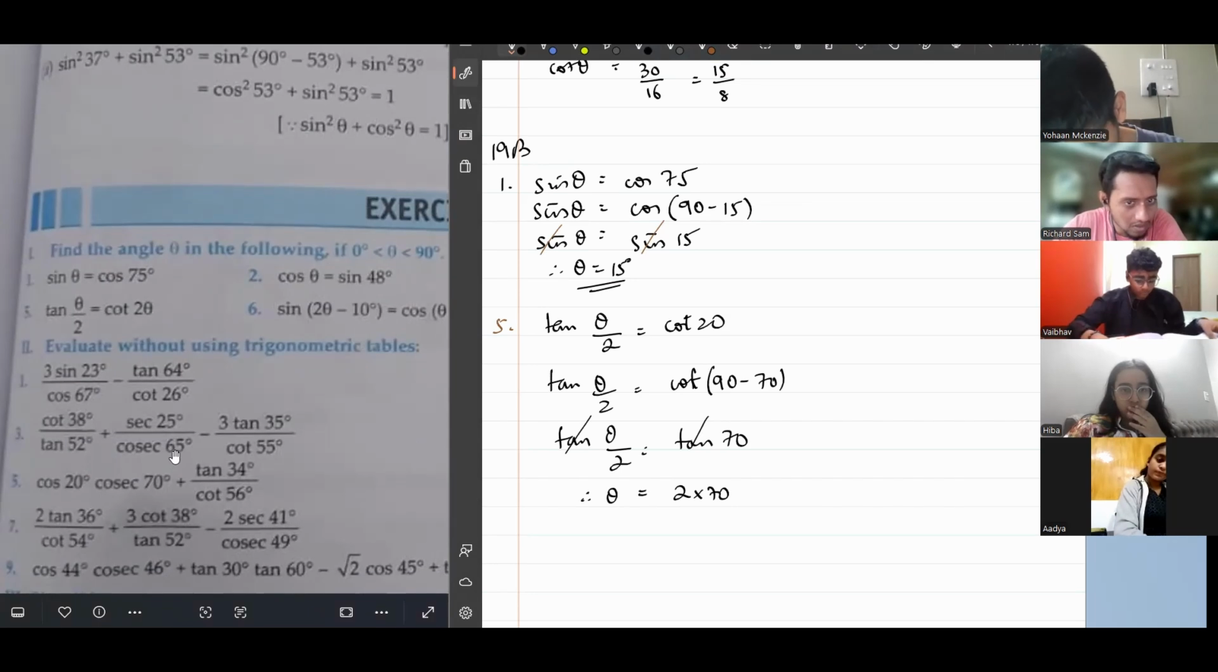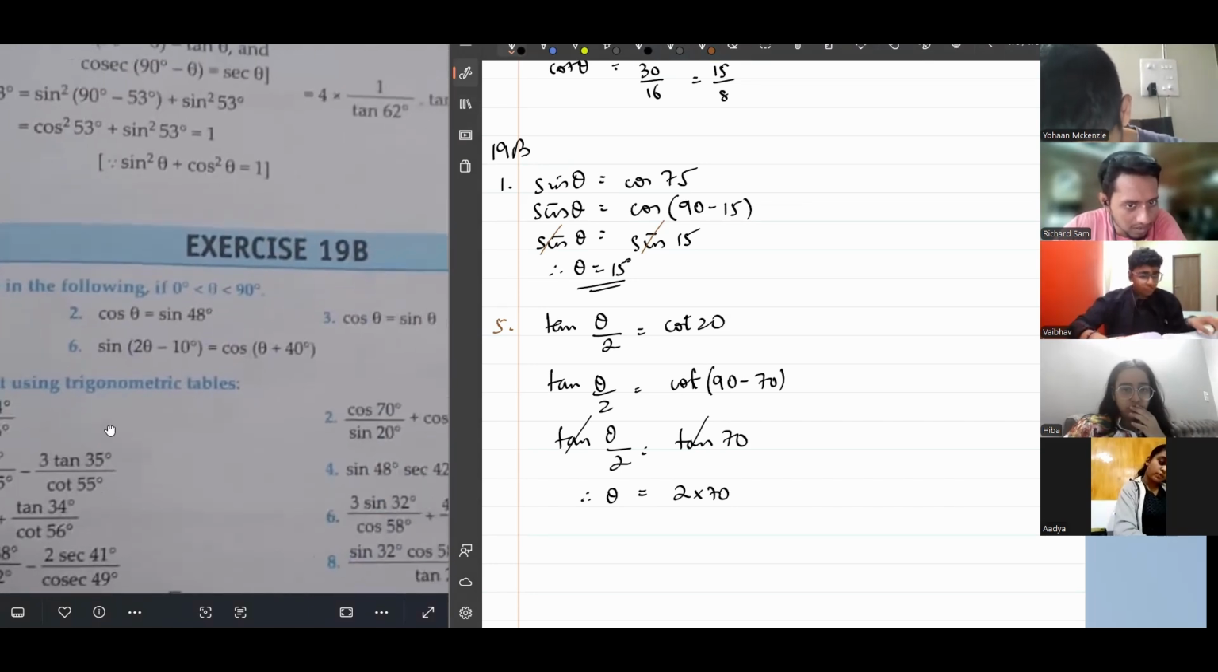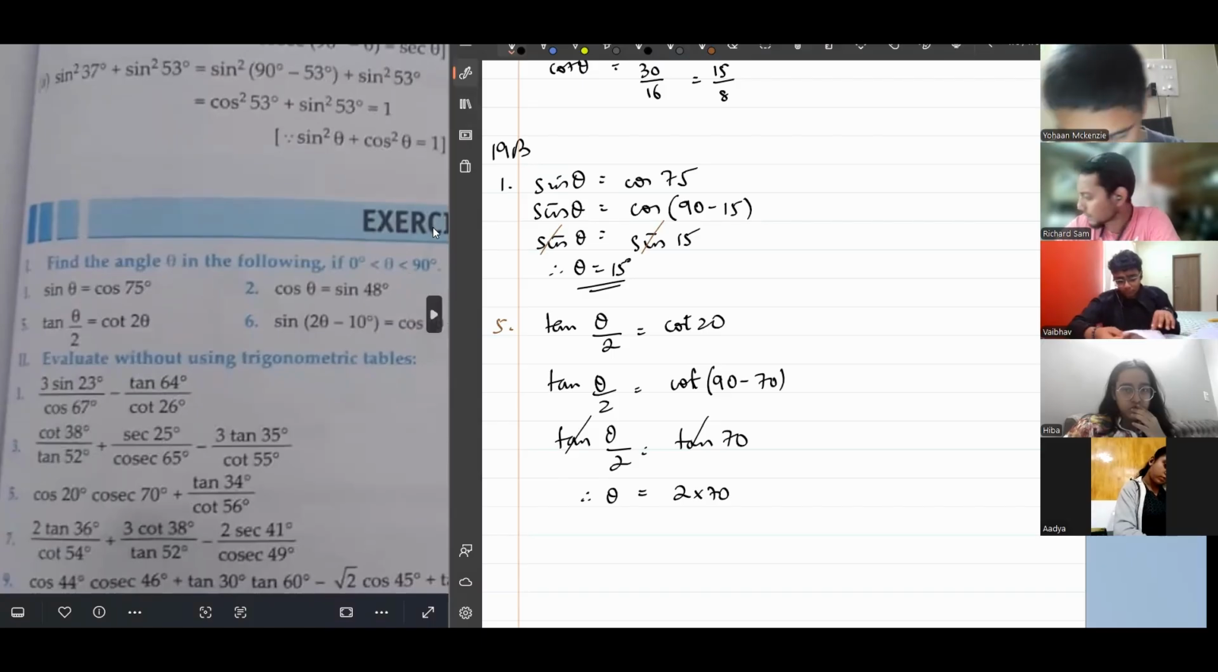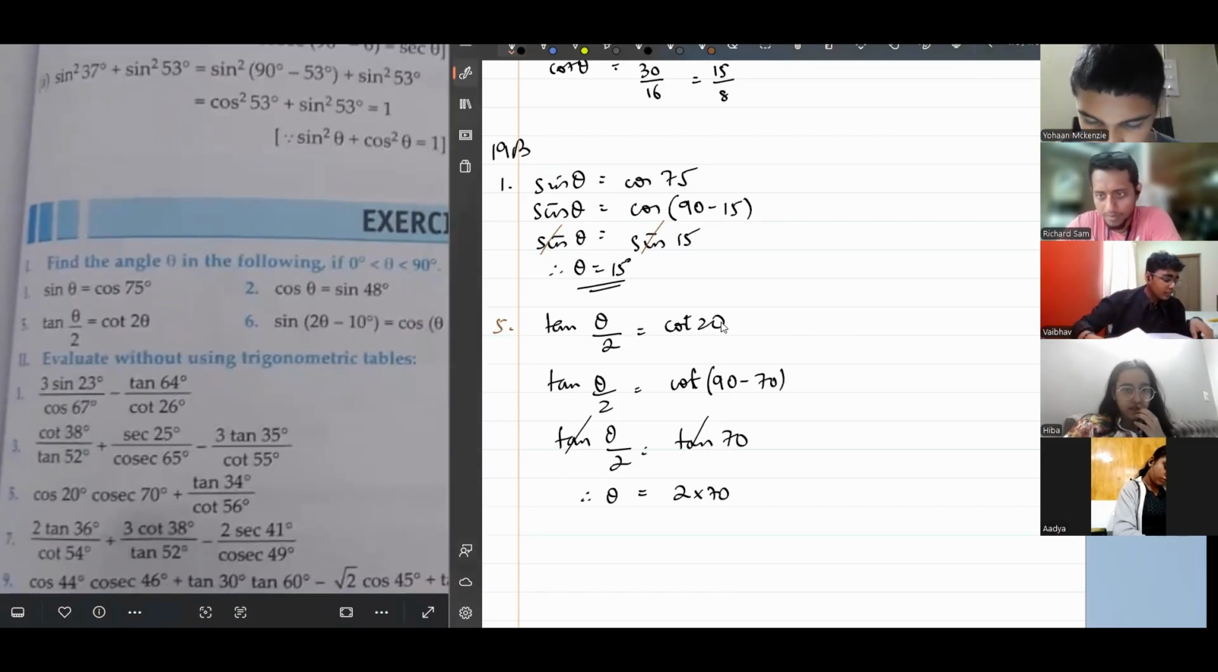Oh, this is not 20, it's 2 theta. Sorry, I wrote the question wrong. It looked like a 20. See the question? Anyway, what's the answer? So it's 36 degree. Okay, so the question I wrote it wrong. It's not 20, it is 2 theta. Did you see that?